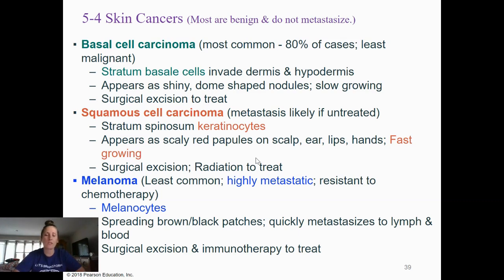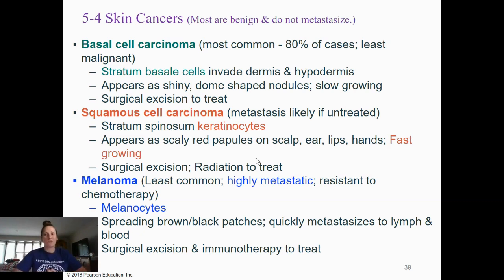The second type is squamous cell. Squamous cell carcinoma occurs in keratinocytes, which are primarily located in the stratum spinosum of the epidermis. Basically, these carcinomas tend to usually be on the face area and sometimes the hands. They're usually little red nodules or little papules, but these are fast growing, all right? They tend to grow pretty fast.